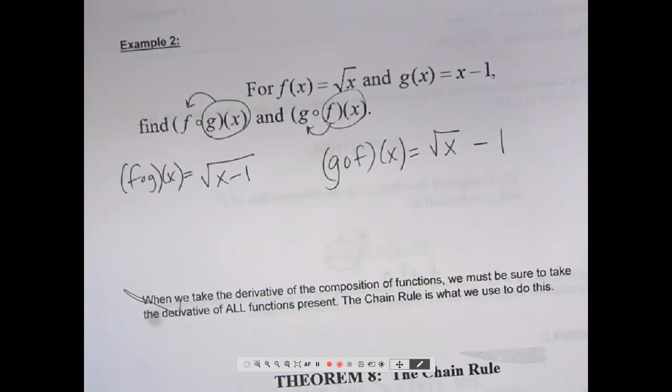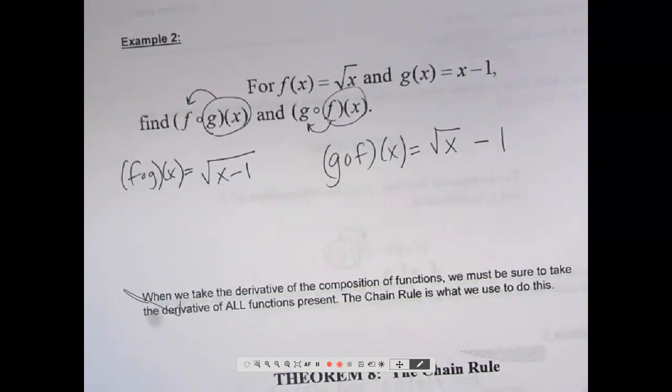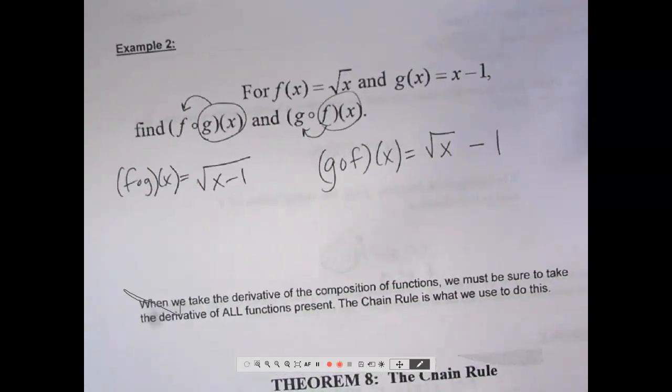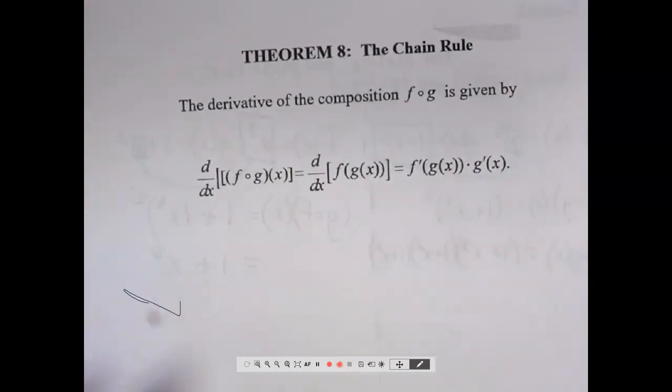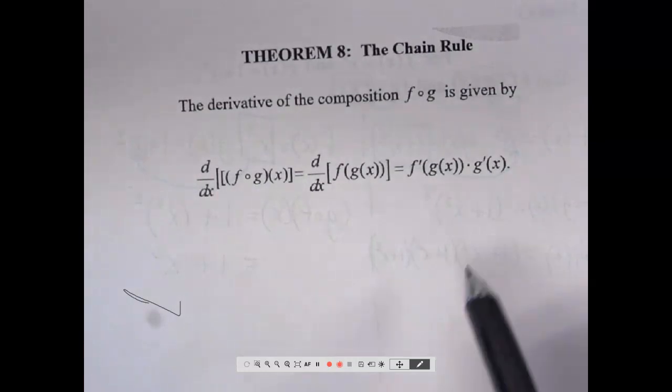Okay, so when we take the derivative of the composition of functions, we must be sure to take the derivative of all functions present. The chain rule is what we use to do this. Okay, so this is really confusing looking. I'll go through it, but I think the best way to explain it is to work through some examples.